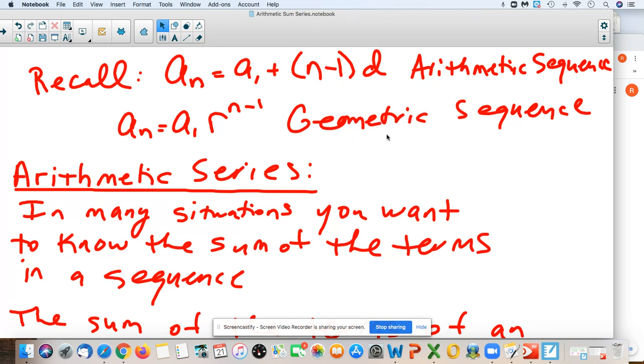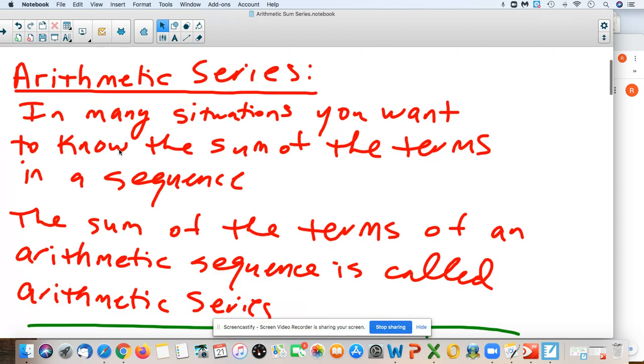Now we're going to continue on, and we're not going to find a term, we're going to find what all the terms add up to be. Arithmetic series. It's kind of like the World Series. How many games was it played in? We're looking at all of them. So therefore, the arithmetic series right here, in many situations, you want to know the sum of the terms in the sequence. Now we're going to add them all together, and you'll see examples that'll come up in a minute.